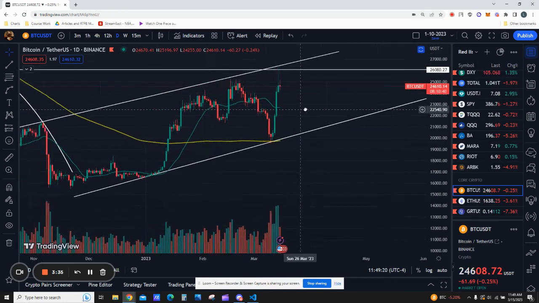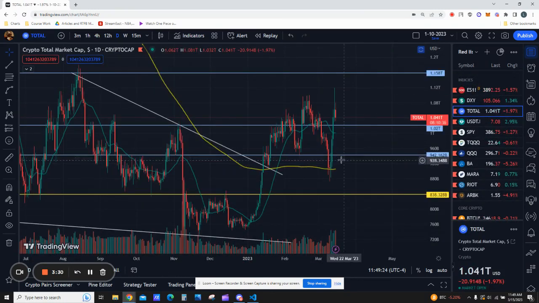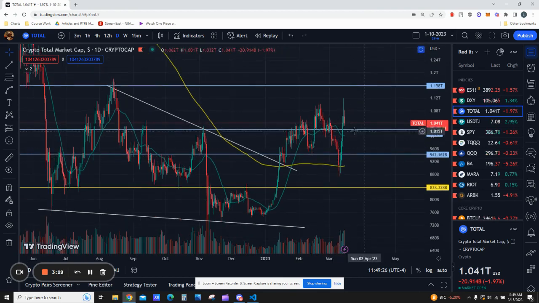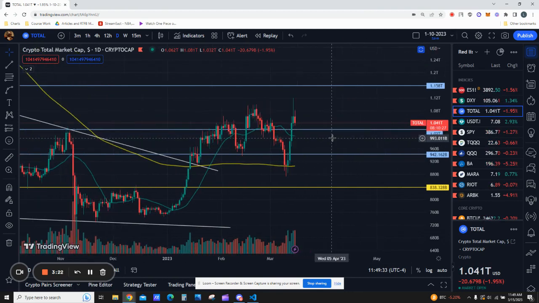So that's Bitcoin. Another thing that I like to keep an eye on is total market cap. It looks very similar to Bitcoin. And these are just the levels that I have marked. So I'm looking at this 1.02 trillion level to be tested as resistance next. I'm sorry, support. I'm looking for this $1.02 trillion level to be tested as support next. And if it falls through here, then I'm going to expect the rest of the crypto market cap to fall.